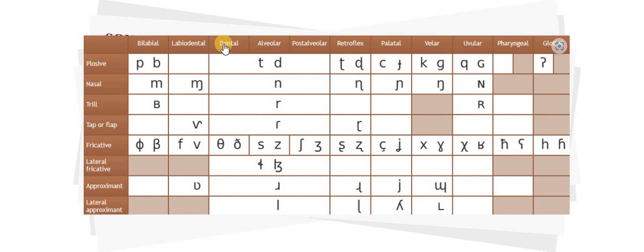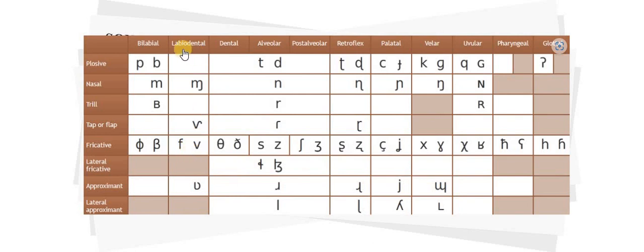Why are they called dental? If you try it out, try tha, you are using your tongue against the upper teeth. This is why it's called dental, because you are using your teeth. So it's a fricative dental, or dental fricative. Same for fa and va.